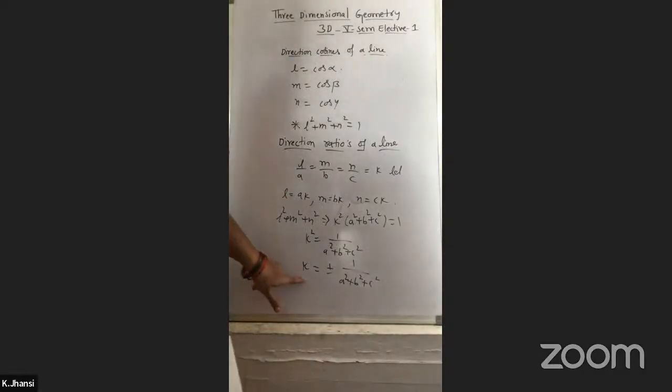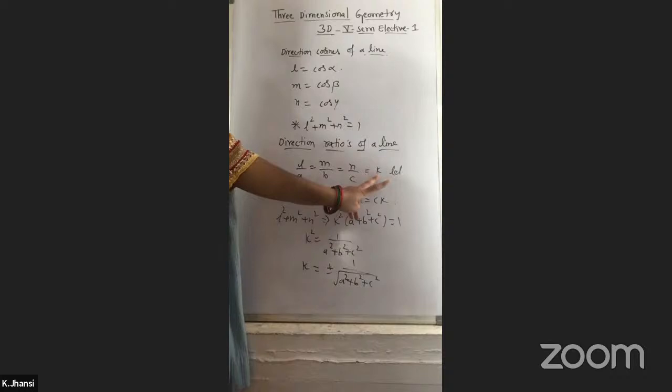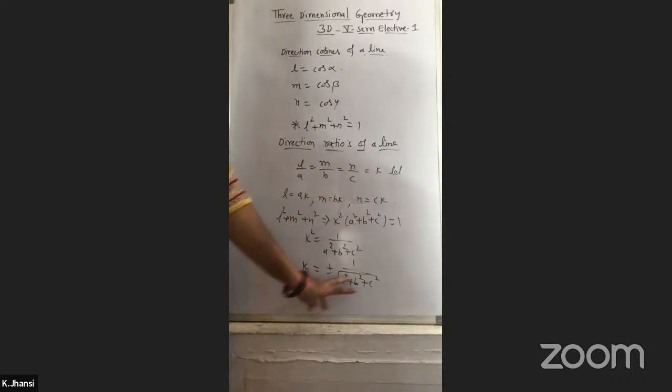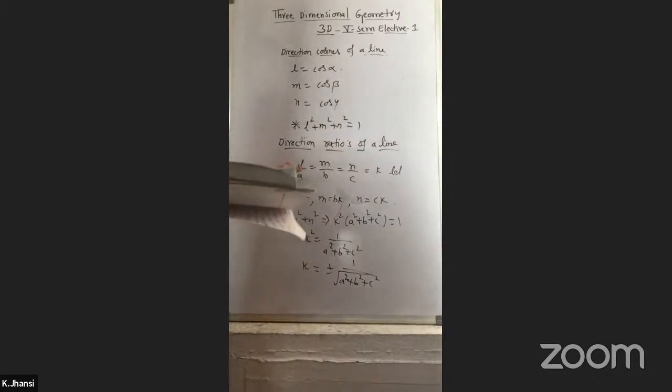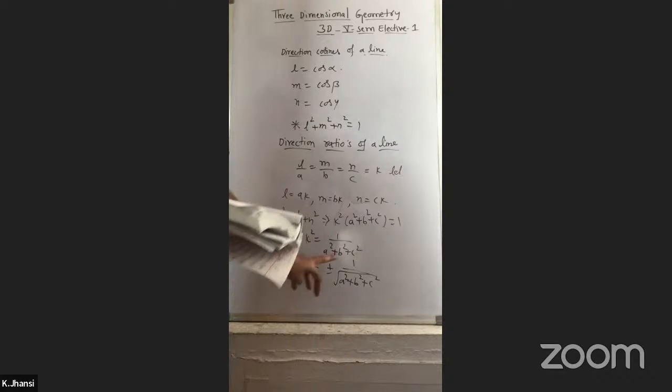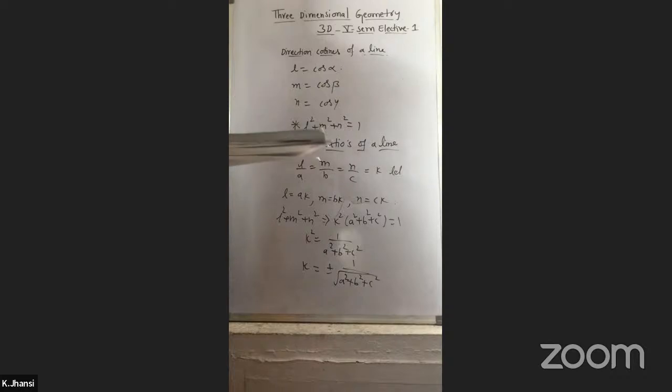So in terms of K, if you substitute this value here, in place of K, it is plus or minus 1 by root of A square plus B square plus C square. Then you will get all the values of L. That is, L is equal to A divided by root of A square plus B square plus C square. So this is important. Next line you have now: L is equal to plus or minus A by root, and B by, C by, it is there, no? So these are the direction cosines of a line with respect to the direction ratios.